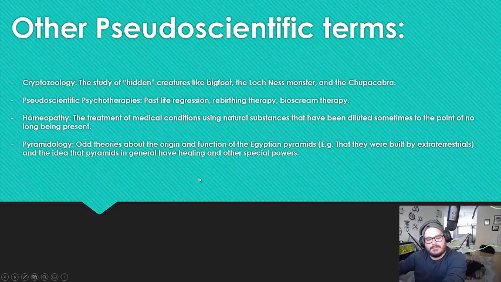So it's one of the things that we have to pay attention to. Homeopathy is the treatment of medical conditions using natural substances that have been diluted sometimes to the point of no longer being present. And pyramidology, it's odd theories about the origin and function of the Egyptian pyramids. So, for example, that they were built by extraterrestrials. I mean, they could have been. I'm kidding. I haven't looked into the science behind this. And the idea that pyramids in general have healing and other special powers with no proof. Well, pay attention to some of these things.